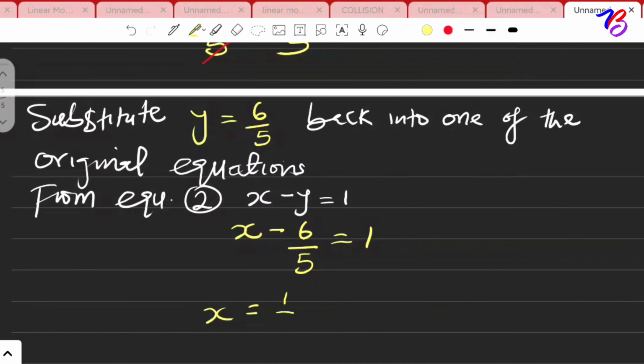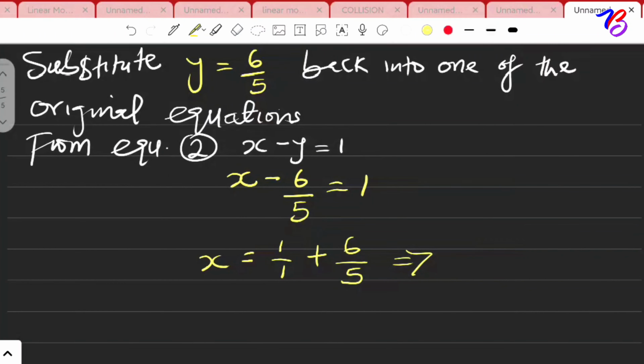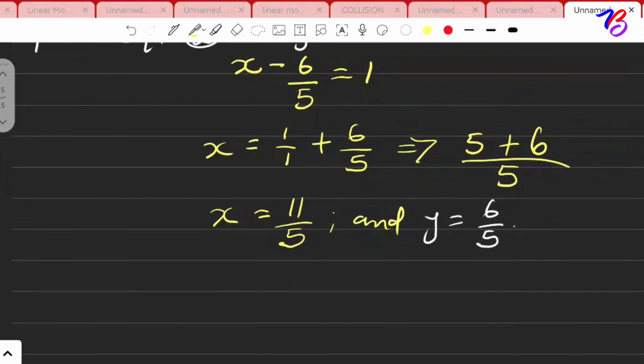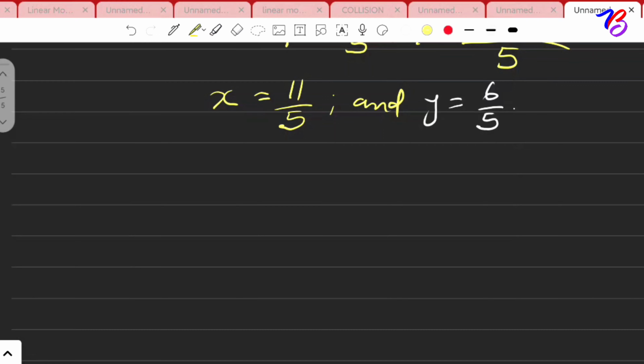plus 6 over 5. LCM 5. So since our LCM is 5, 5 divided by 1 is 5. 5 multiplied by 1 is 5 plus 5 divided by 5 is 1. 1 multiplied by 6 is 6. So 5 plus 6 over 5 will give you 11 over 5. Okay? And our y is equal to 6 over 5. So you can see that we're able to obtain exactly what we obtained using the first of the triune methods.